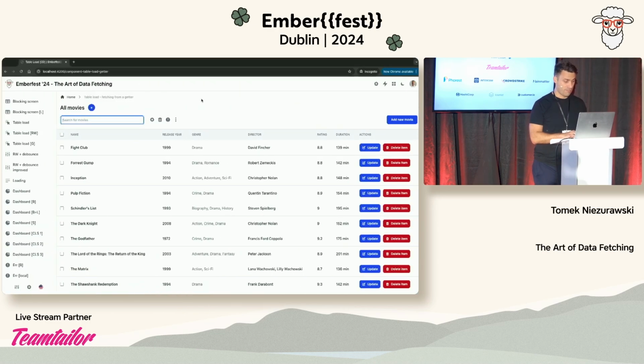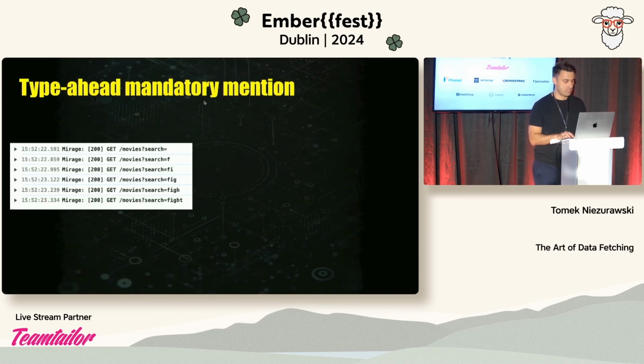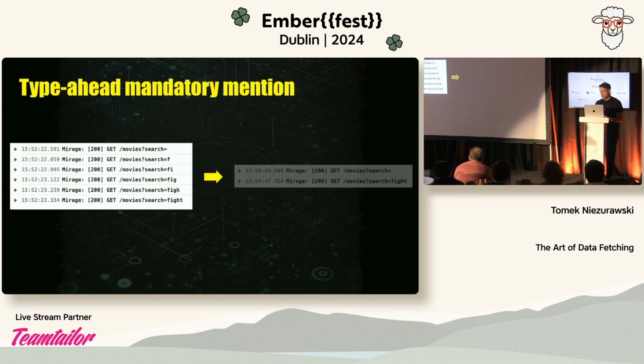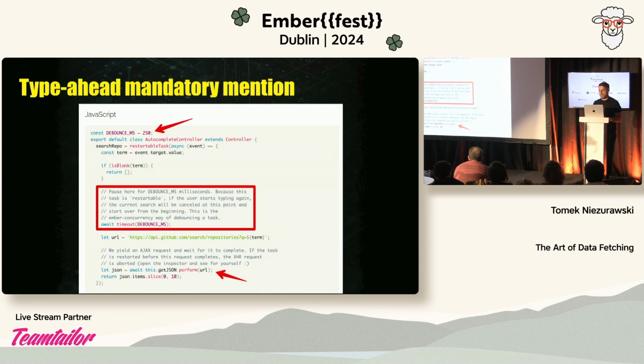And here we have a kind of mandatory type ahead mention. I don't really care here, to be honest, because I have Mirage. So when I was typing, I created many requests, right? And what we actually probably would like to do is protect our resources, right? So there is, of course, documentation in Ember Concurrency.